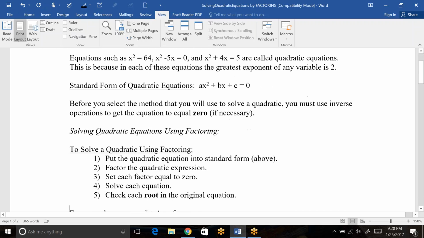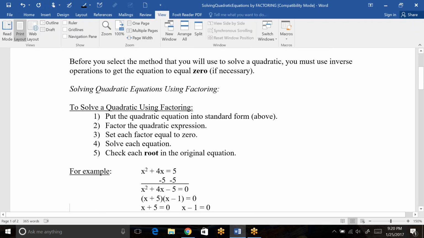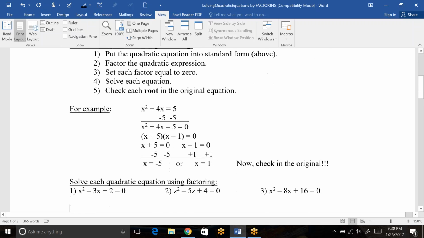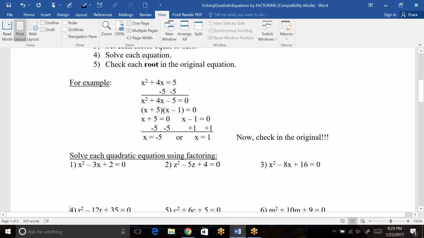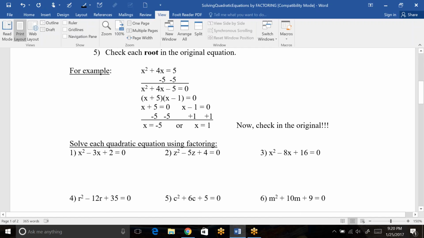So we put the quadratic equation into standard form, we factor it, we set each part or each factor equal to 0, and we solve for each equation. You should check each root in the original equation. I won't be showing that step, but checking just means plugging it back in, using your calculator to double check that it comes out correctly.